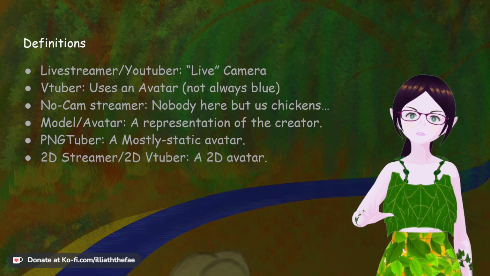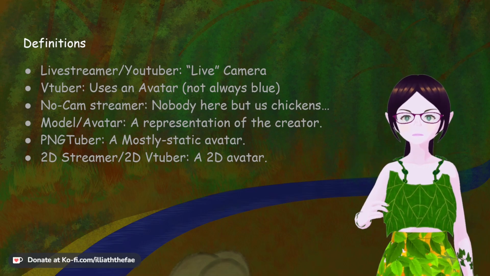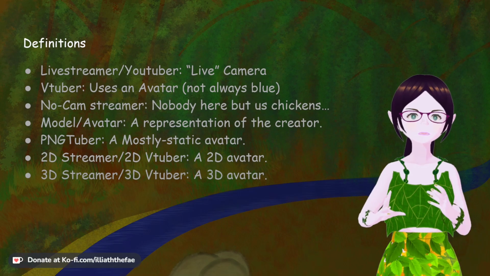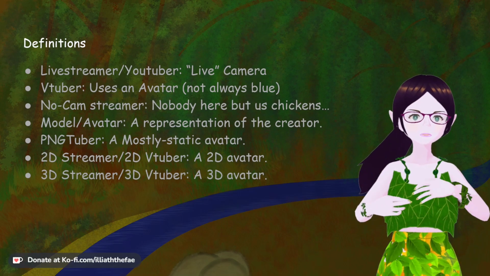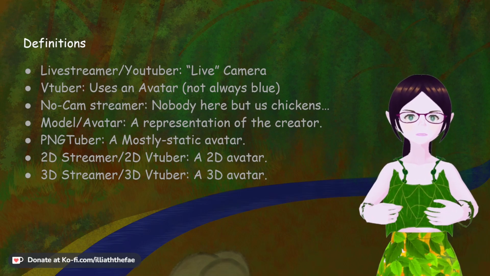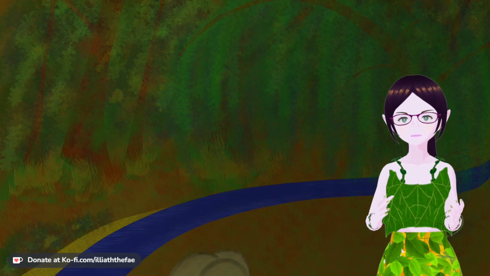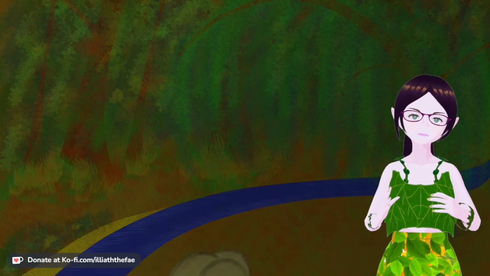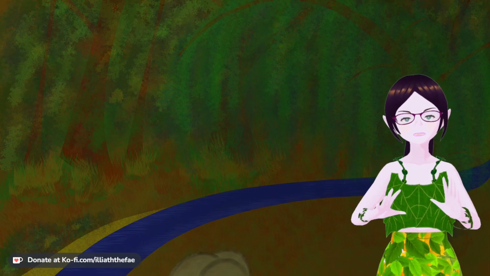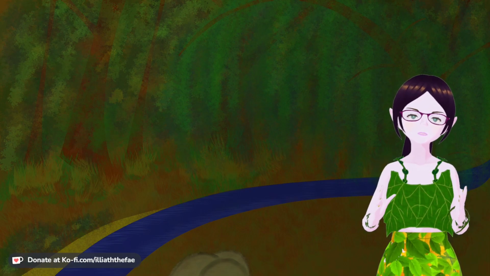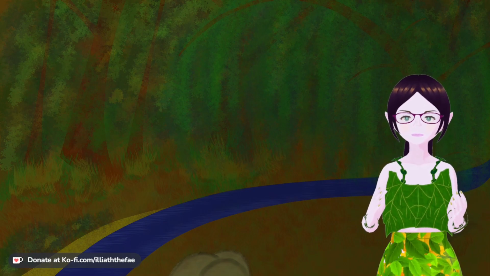A 2D streamer or 2D VTuber: this is someone who uses a 2D avatar. And a 3D streamer or 3D VTuber: this is someone who uses a 3D avatar, like this avatar right here. So that said, terms change, language evolves, especially English. So this video may require adjustment in a little while to cover new terms that may crop up and may be important in such a video series as this in the future.